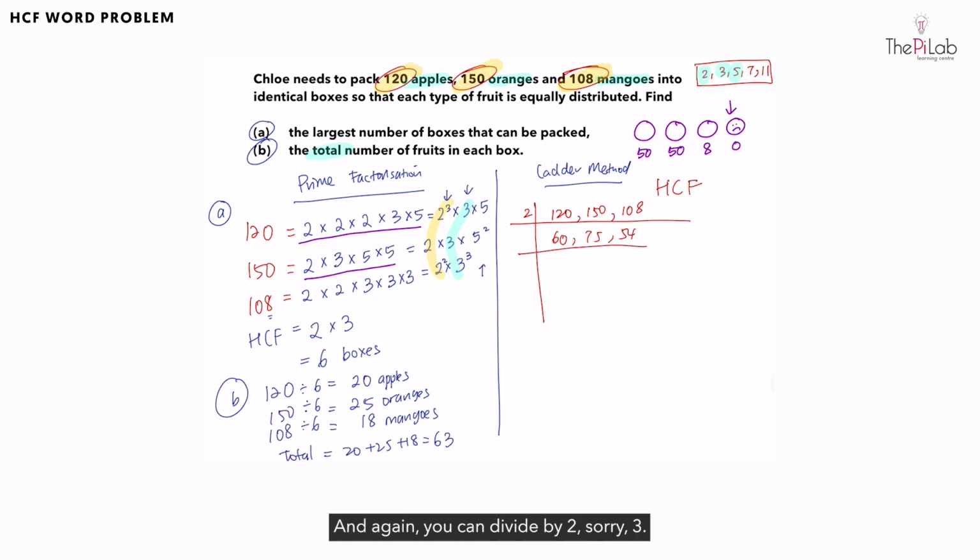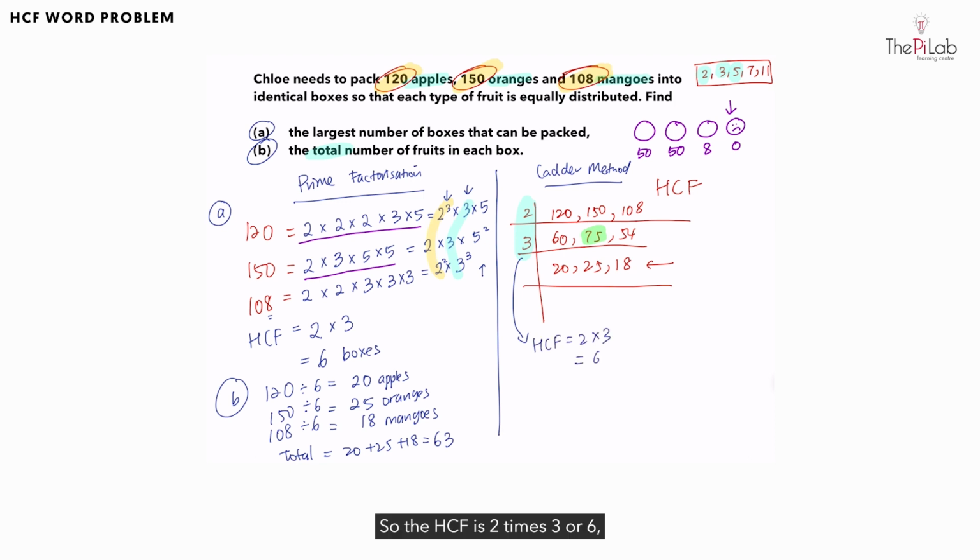And again, you can divide by 3. You cannot divide by 2. You know why? Because 75 over here is not an even number. So we need to divide by 3. And what do we get? We get 20, 25, and 18. Now finally, when you arrive at this last set of numbers, you realize that all these 3 do not have anything in common. So we can stop, meaning that these 2 numbers, the 2 and the 3, make up your HCF. So the HCF is 2 times 3 or 6, which refers to the 6 boxes.